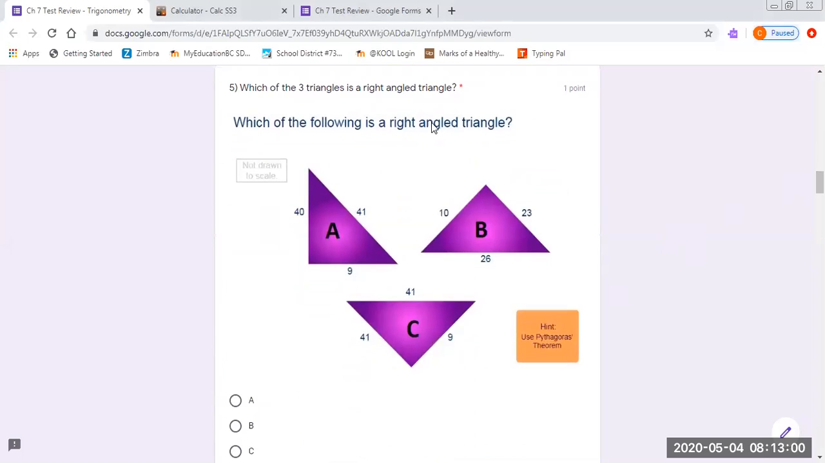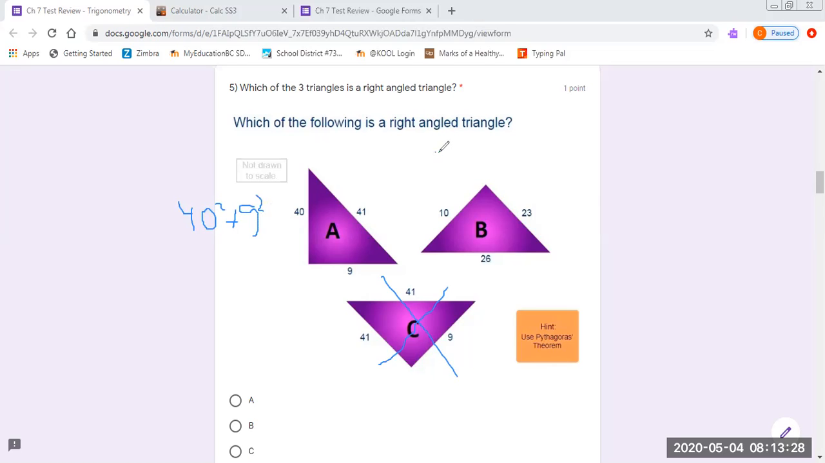So one more example of this. Let's take a look at this one here as well. Once again, this one cannot be right because it's got no longest side. But this one and this one are potential. So we'd have to take 40 squared plus 9 squared and see whether that, when it adds up and then we take the square root, comes to 41.